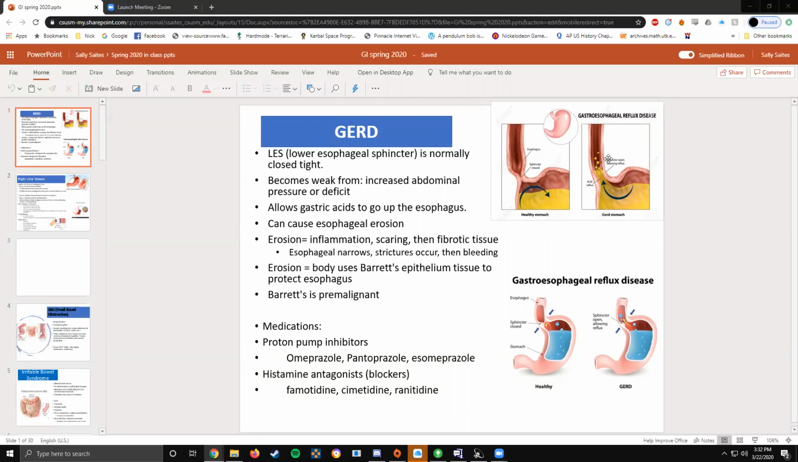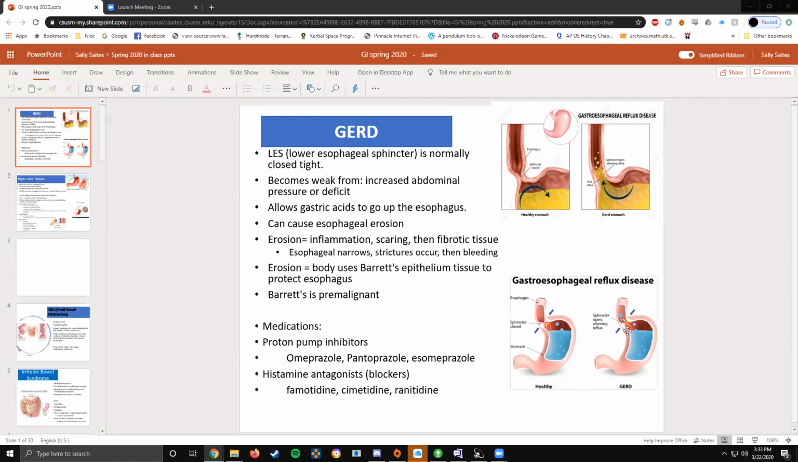So this is a section here that's showing GERD where the lower esophageal sphincter is not completely closed. So it's not closed tight, it's weak. It could be from increased pressure in the abdominal area, maybe from obesity, lots of different things, infection, liver disease, increased pressure. Or it could just simply be a deficit in the lower esophageal sphincter itself.